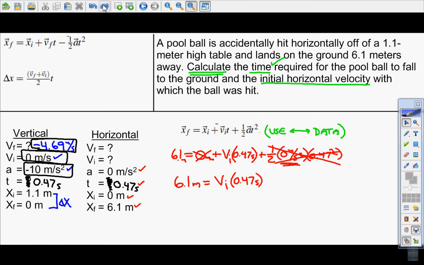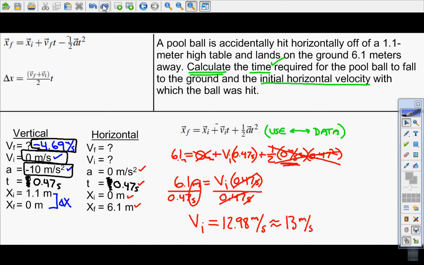Awesome. Just like I said at the beginning, I am left with an easier equation than I thought I might have. So I'm going to divide both sides by 0.47 seconds, and I am left with nothing on the right side except my horizontal initial velocity. You'll notice that meters over seconds will give me meters per second for velocity. That's awesome. So my initial horizontal velocity equals 12.98. Where did I get that from? I divided 6.1 by 0.47, and that's pretty close to 13 meters per second.